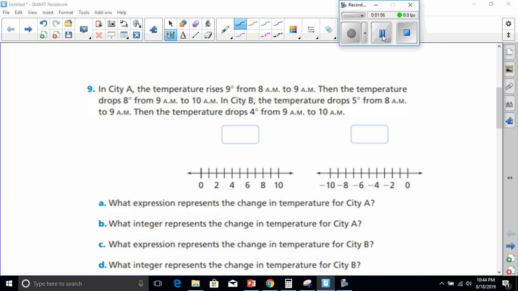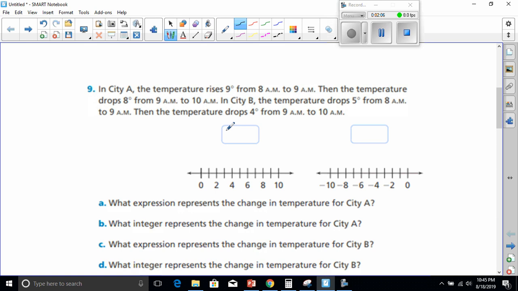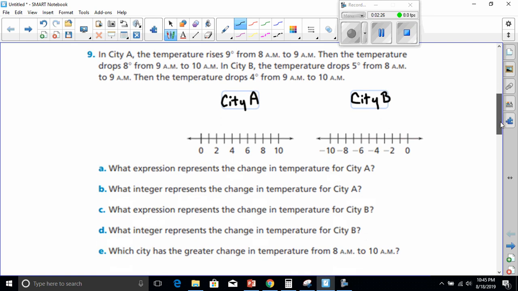to 10 a.m. Well, it looks like they went ahead and gave us 2 number lines to work with. So why don't we label this one City A, and we'll label this one City B. All right, now it's asking us in question A, what expression represents the change in temperature for City A?